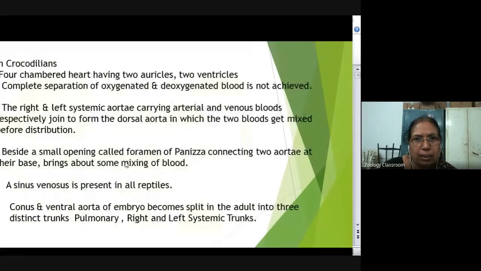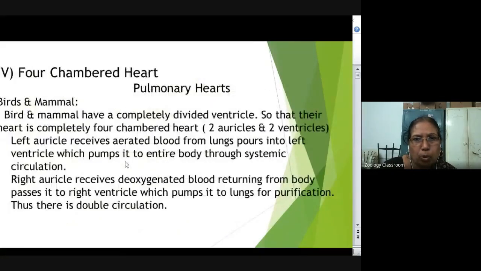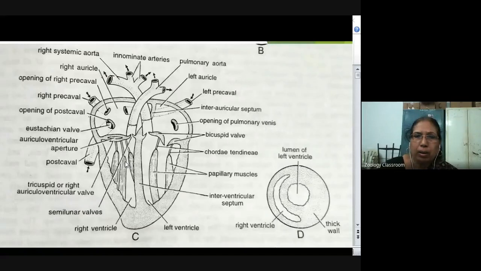Reptile, then this is the transitional four-chambered heart. Four-chambered heart in the mammal. Bird. In bird, there is also two auricle, two ventricle. Complete separation of auricle and ventricle. Auricle separated by interauricular septum. Ventricle separated by interventricular septum.